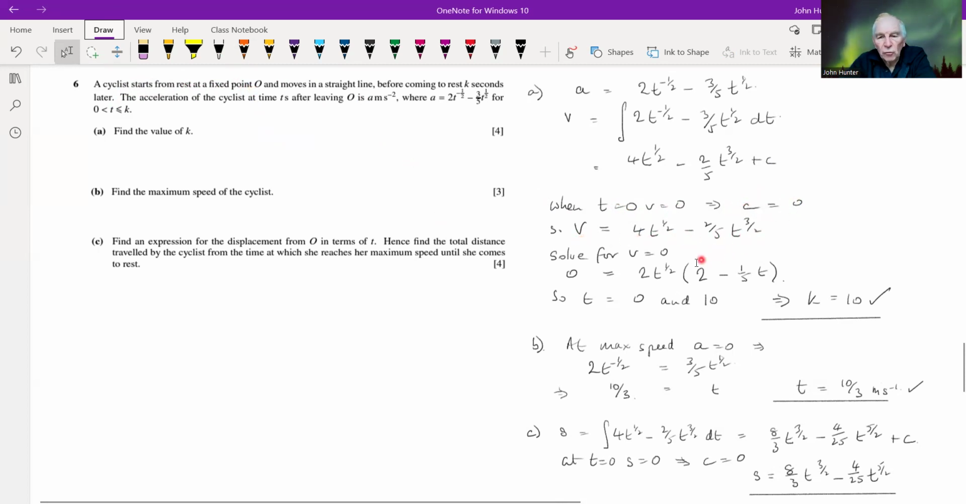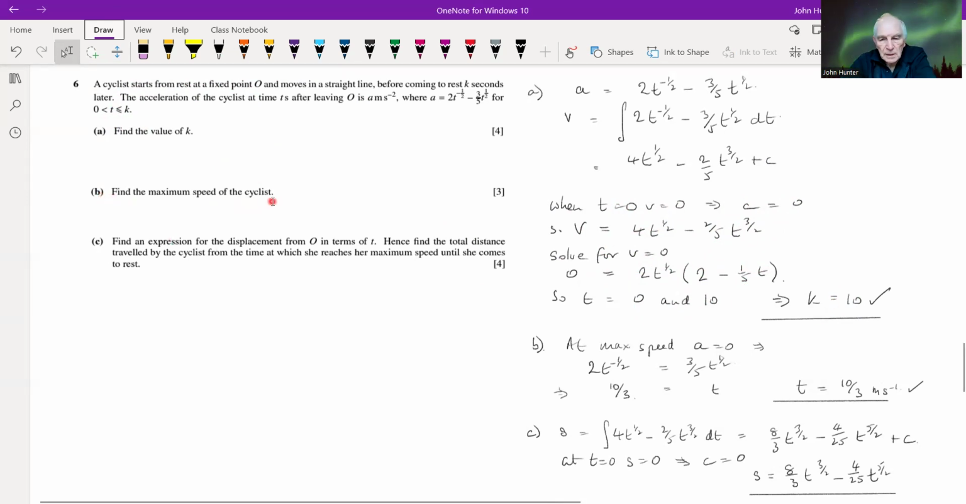And now we're looking for the points in time where the velocity is 0. So if we just equate this function to 0 and factorize it, we're going to get this. That's going to give us solutions t equals 0, where this part will be 0, or t equals 10, where this factor in brackets will be equal to 0. So it's between 0 and 10. Let's just compare that to this. Well, that's what they've said, but they've said k. So k is equal to 10.